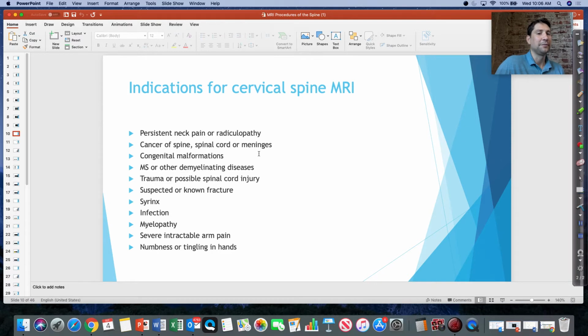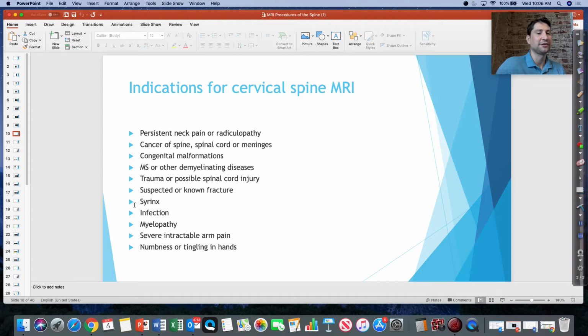Cancer of the spine, meninges, because remember the meninges not only surround the brain, but they surround the spinal cord. Congenital malformations, MS, any other demyelinating disease. Trauma, so imagine that they're in a C-collar. Do we allow the patient to come into the room with a C-collar on? Yeah, you can wear those. I wouldn't take that off. Those are just usually plastic, so those are fine to go in there. Just one thing you want to check for, though, is if they have a necklace on, because that could create a metal susceptibility artifact. But the C-collars are totally fine.